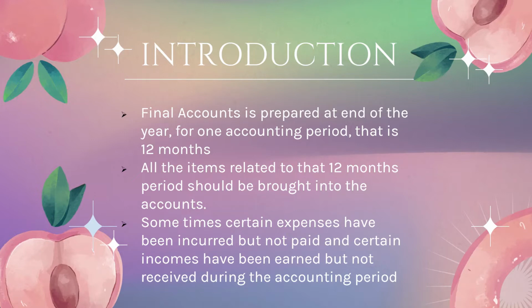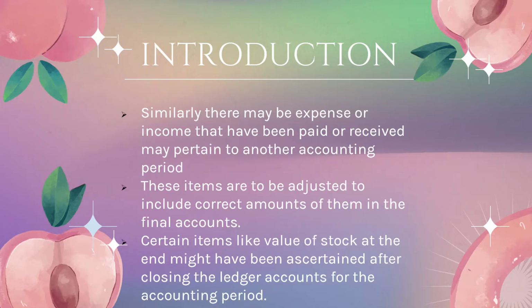Certain incomes have been earned but not received during the accounting period. We have sold goods for some dealers, and we are entitled to a commission, but we have not yet received it. So certain incomes we have earned but not received. Certain expenses we have incurred, meaning they happened, but we have not paid them. Similarly, there may be expenses which are related to next year.